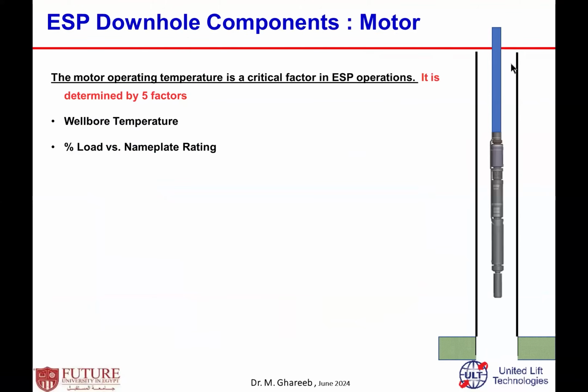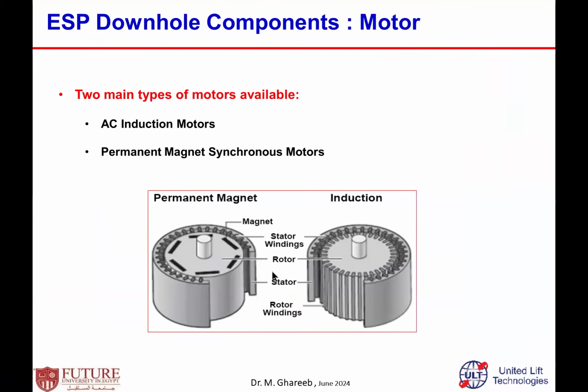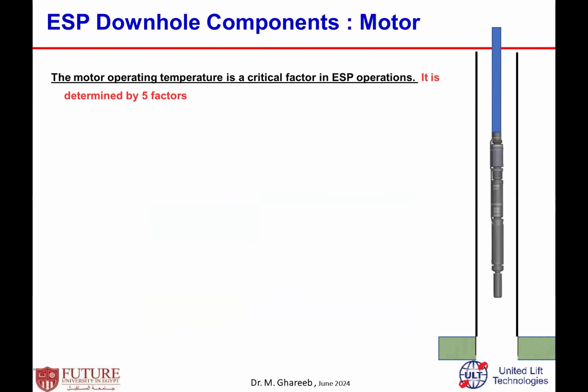Let me go back to the slide before this one. We talked about motors and motor types. Currently in the markets, there are different types of motors: permanent magnet motors and induction motors. For both types, we have to control the bottom hole temperature around the motor, because motor operating temperature is one of the main critical factors for ESP operation and motor performance.